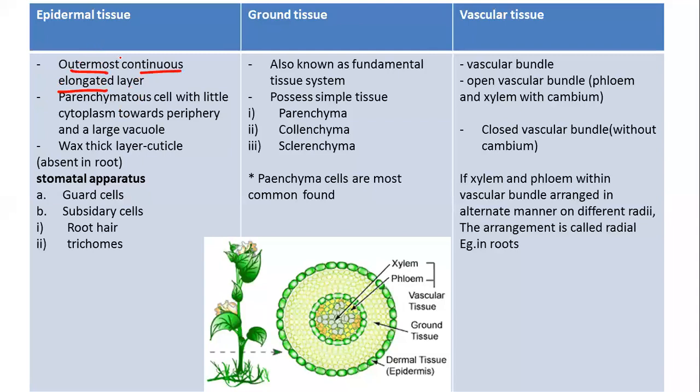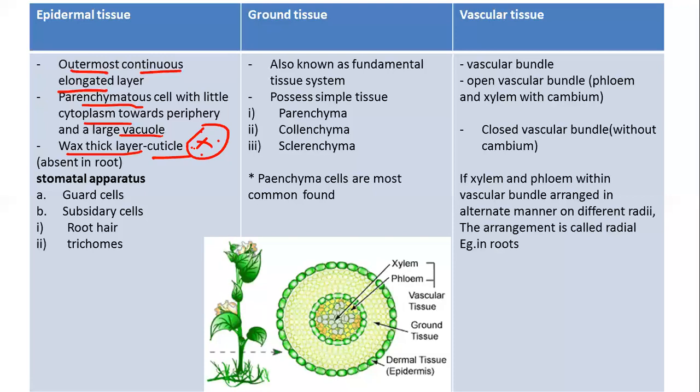Epidermal tissues are mostly abundant with parenchymatous cells, with a small amount of cytoplasm towards the periphery, and they also have a large vacuole. This epidermal tissue is covered with a thick wax layer, and that layer is called the cuticle. But the cuticle is absent in roots. It will be present in the stem as well as in leaves.